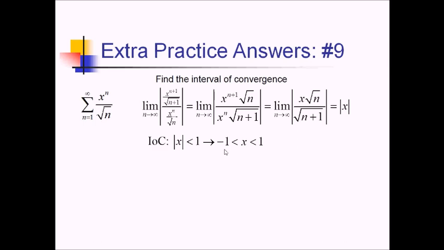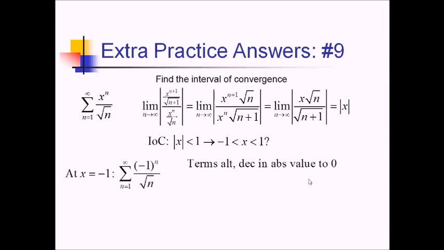But we have to test out our endpoints because we're not really sure if we converge or not there. So at x equals negative 1, and by the way, let me put a little question mark here. There we go. At x equals negative 1 now, this is going to be (negative 1) to the n over radical n. This is a series that is alternating, and because of this radical n here, it's decreasing in absolute value to 0, which means that this series is going to converge by the alternating series test.